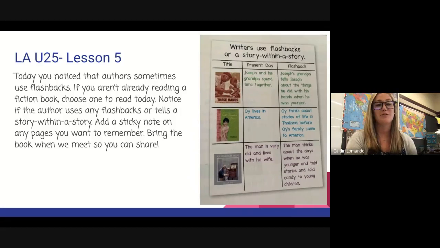If you aren't already reading a fiction book, please choose one to read today. As you're reading, notice if the author uses the literary device of flashing back to an earlier time or moving around in time from the present to the past.